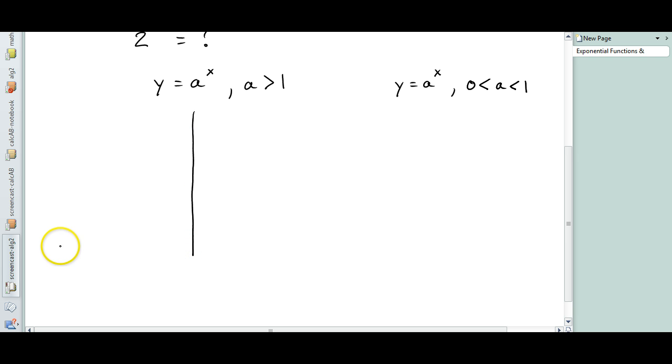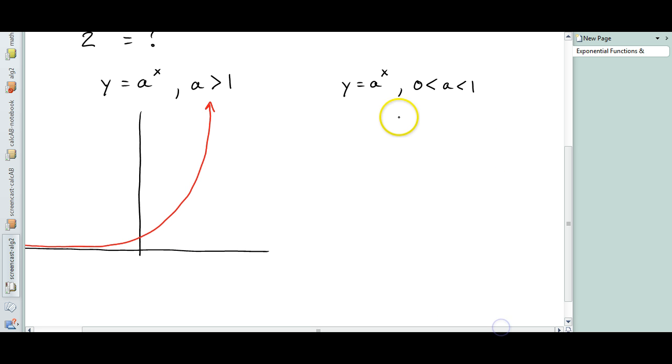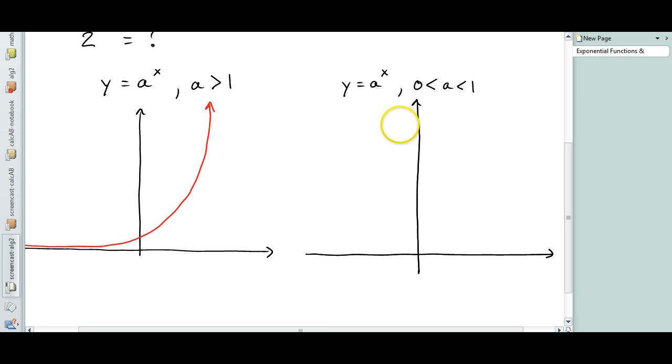You need to know that when the base is above 1, the function looks like that. Actually, let me change color here. Here we go. The function is increasing. And when the base is smaller than 1, the function is decreasing. These are the two important types of exponential functions, the only ones, actually. Here we go, decreasing like that.